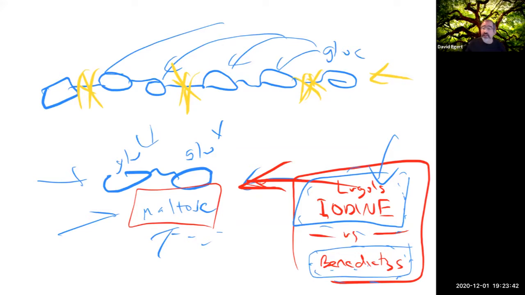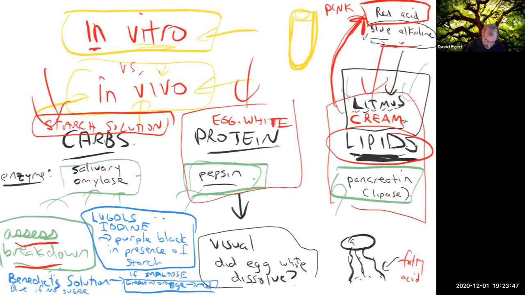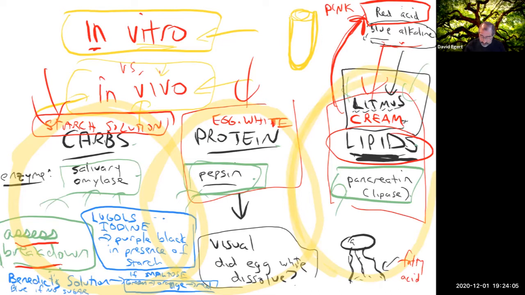So that is kind of the basic background you need for this lab. We're going to be looking at 3 things. Like I said, we're going to be looking at breakdown of carbohydrates in the presence of amylase, breakdown of protein, in this case egg white, in the presence of pepsin, and the breakdown of lipids in the presence of pancreatin. And we're going to have a variety of different conditions. So what I'm going to do now is share the actual lab protocol.